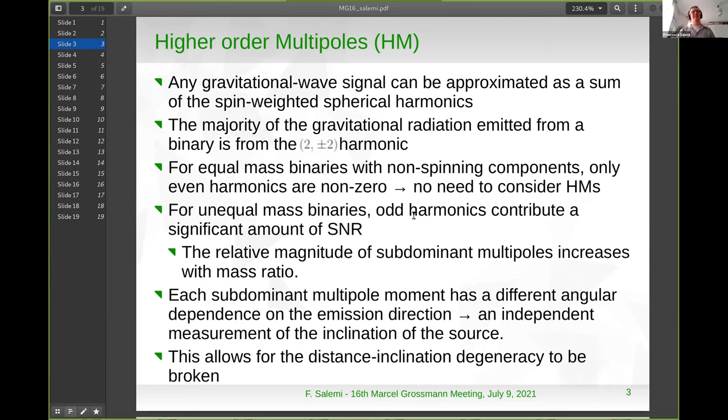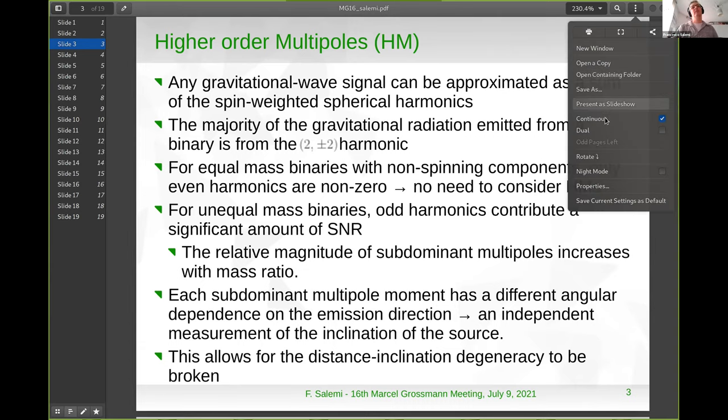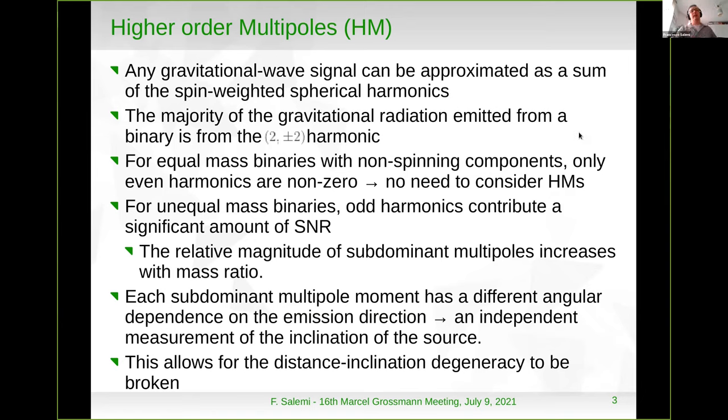That was really a minimal resume of what you need to know about higher order modes. I assume all of you know all the basics and even more than that. But what I wanted to highlight is that since the very beginning, from GW150914, what we were seeing were binaries with roughly equal masses and not so much spin that was evident, and therefore there was really no need to go farther than the quadrupole and consider higher order modes.